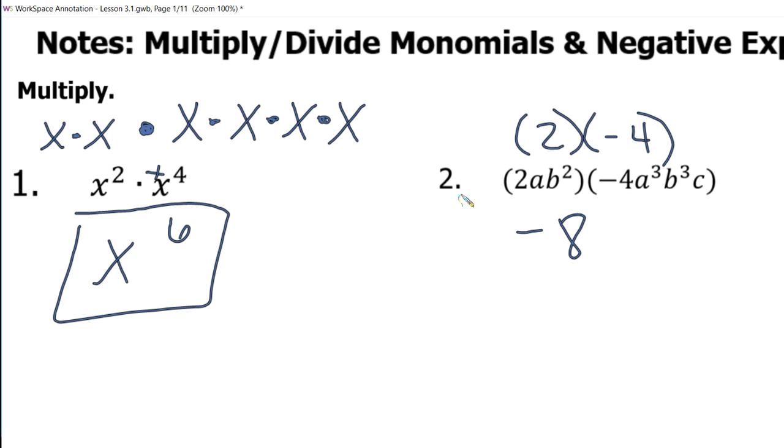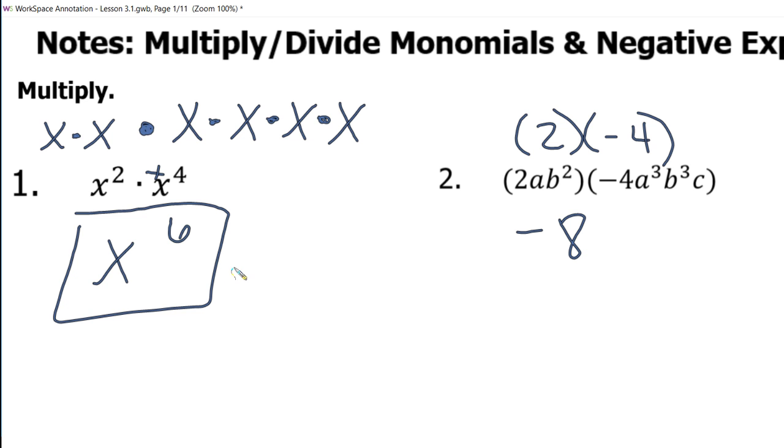Now, when we're writing our answers, we want it in standard form, which means alphabetically. So that means A comes before B, which comes before C. So when you're trying to decide which one would go first out of A, B, and C, well, it has to be the A, alphabetically. Now we need to add the exponents.